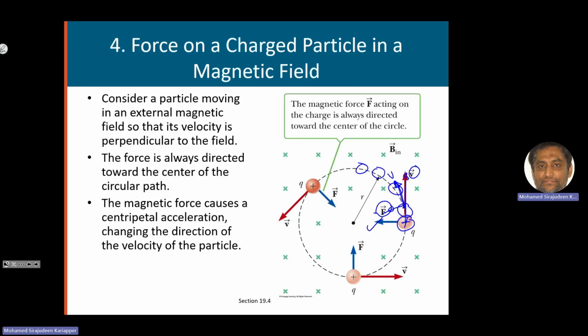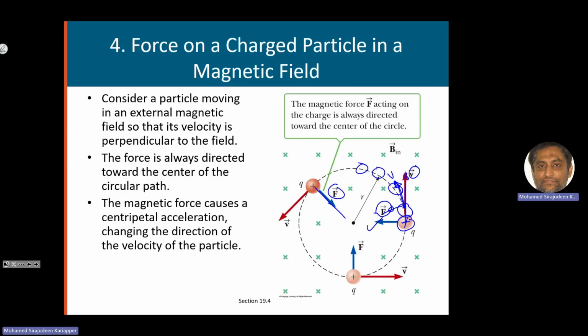Wherever it is, suppose when it is here, you can look at it, and the force direction will be toward the center of the circle. So what happens to a charged particle when it moves in a magnetic field, perpendicular to the magnetic field? It will start describing a circular path. This magnetic force causes a centripetal acceleration, because there is a force toward the center of the circle all the while, and it will change its direction as it describes a circle.